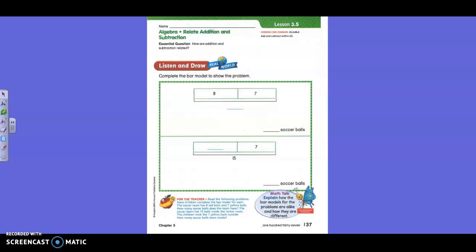Boys and girls, today we're going to relate addition and subtraction. We're going to see how they are kind of alike. Okay. Here is a story problem for you.